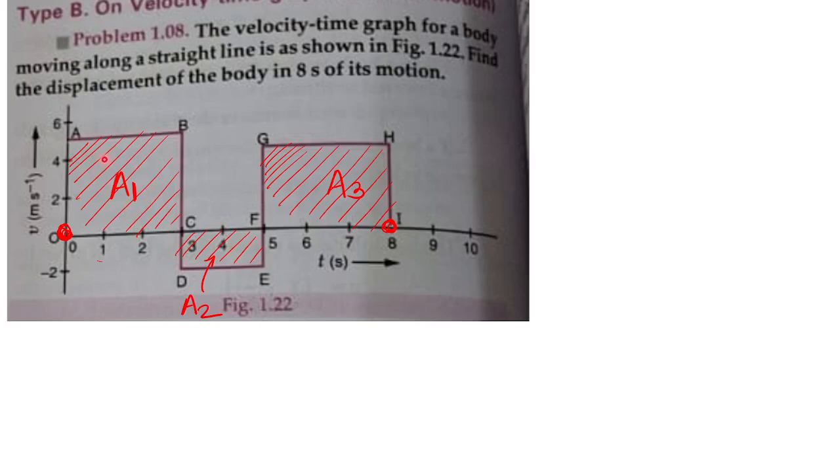So what is this A1? First of all, let me find out A1. This is a rectangle. Length into breadth will be the area. Length is, what is this? Between 3 and 6, the length is 3, right? Yes, 3. Breadth is this vertical one, which is 5. So it will be 15. Is it okay? Clear?